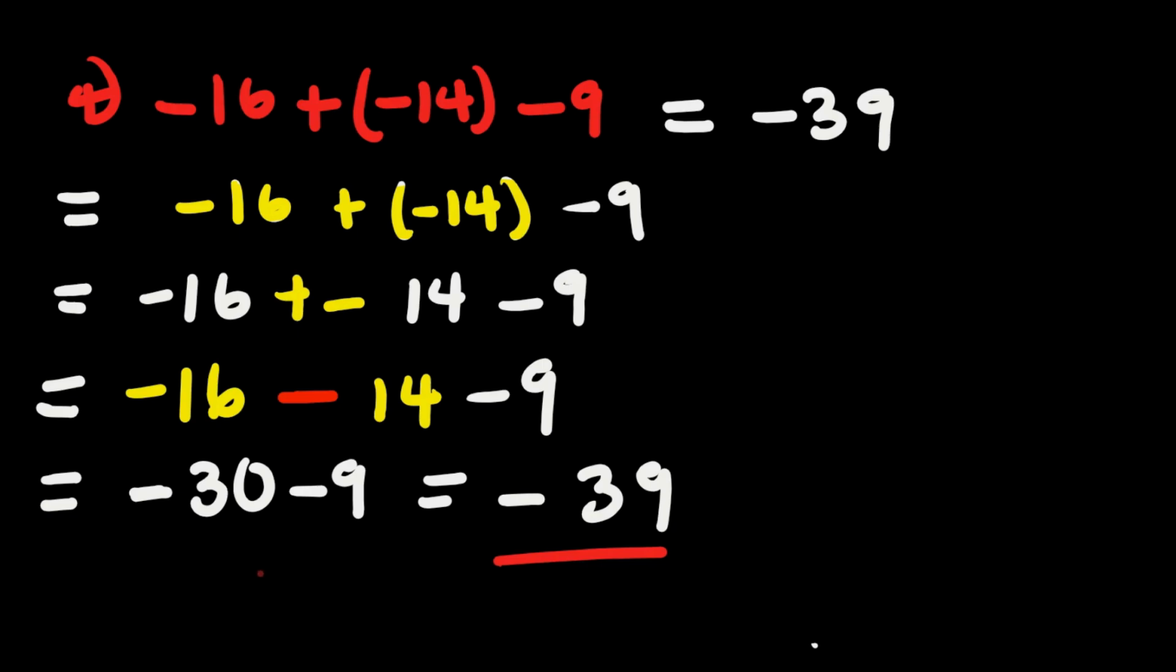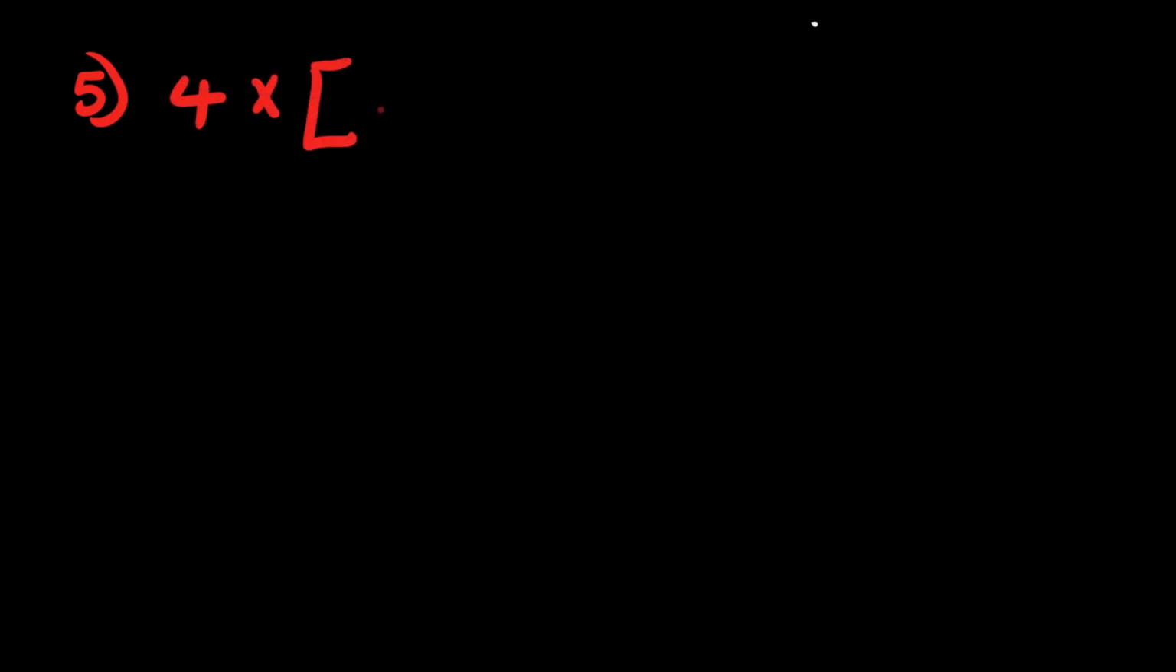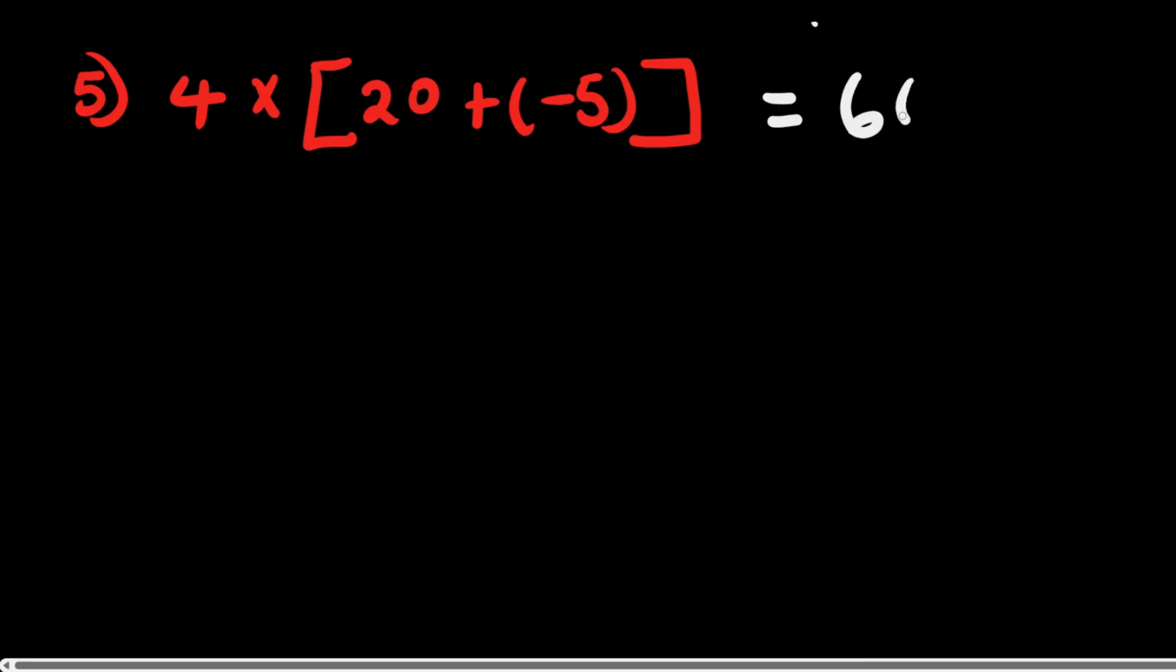So the next question is question 5. It is not so different from question 4. It consists of 3 numbers and a bracket. The only difference now is it has 2 brackets and a multiplication sign. So let's see if you'll get it correct. Question 5: 4 times the brackets 20 plus negative 5. You can pause and try it. The final answer you should get is a positive 60.